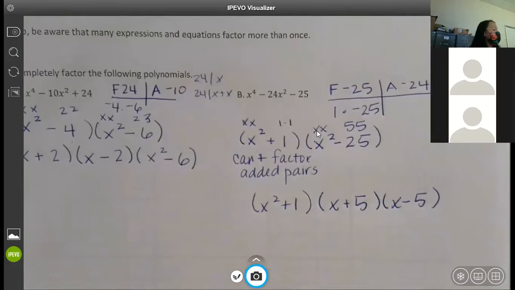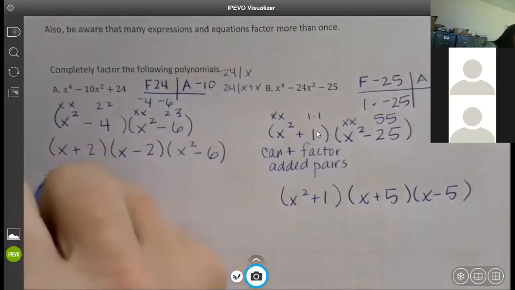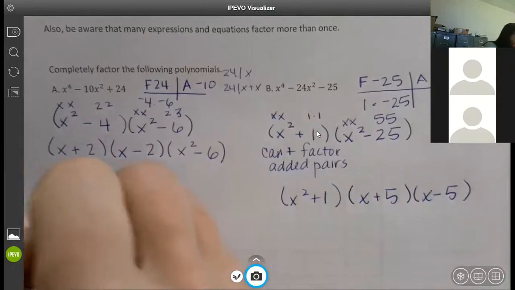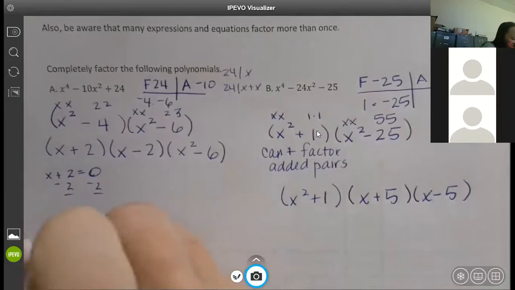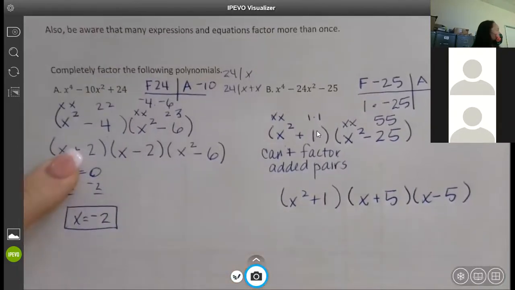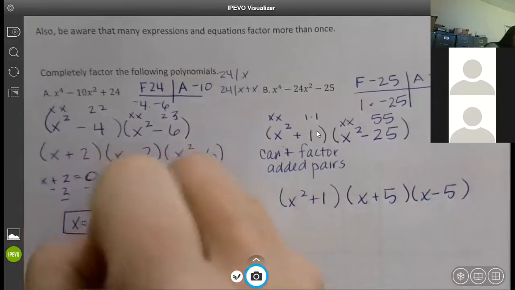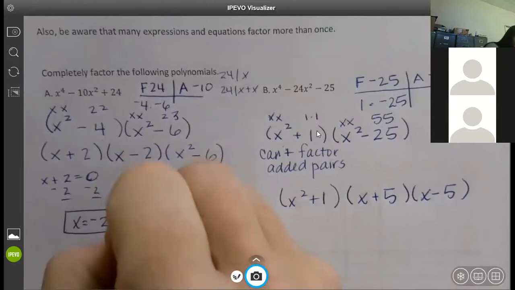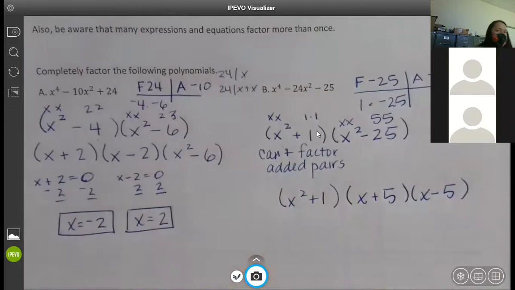All right, so let me show you solving really fast. These are easy. Remember, if it's x plus 2, what we're technically doing is setting it equal to 0. So we would subtract 2 and we get x equals negative 2. Or we can remember that if it's inside of parentheses, we change the sign. Okay, so the next one, I would do x minus 2 equals 0. Add 2. And I get positive 2.